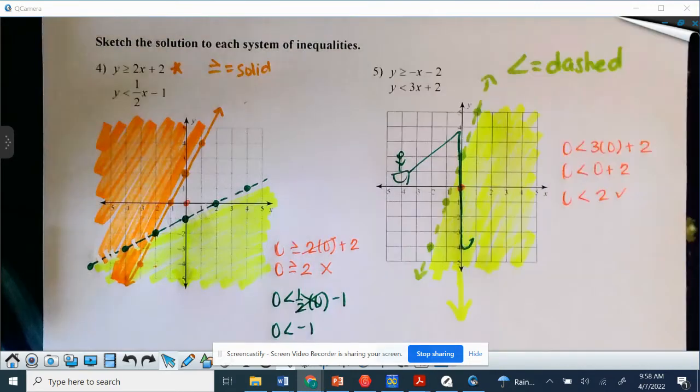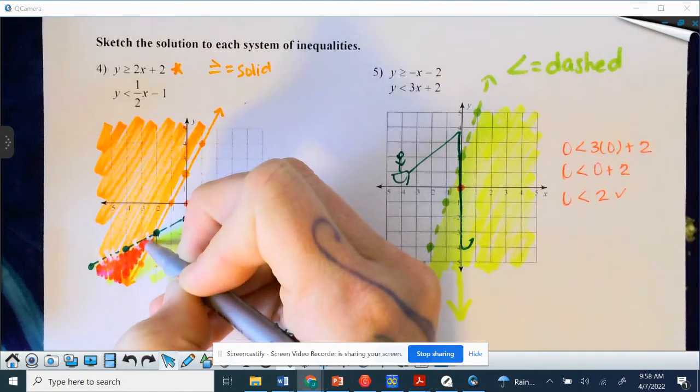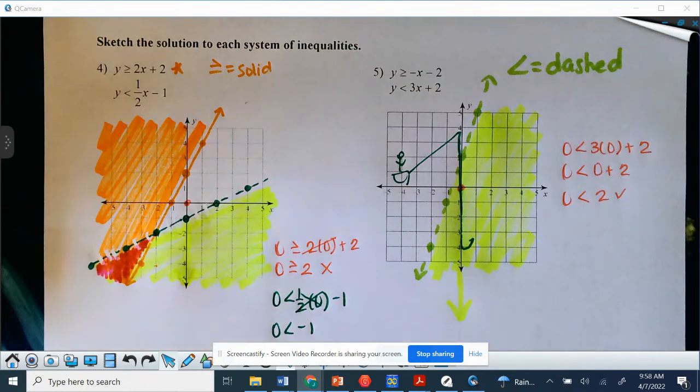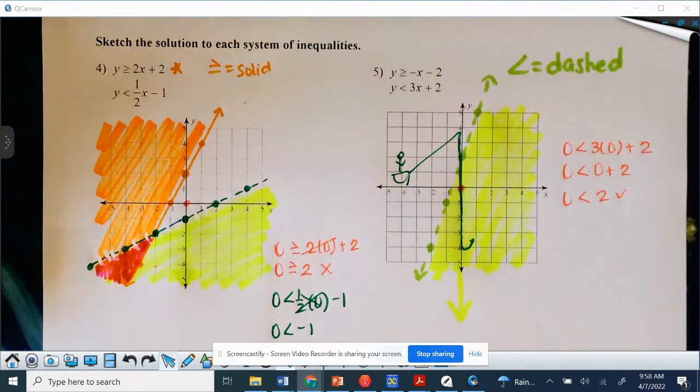With inequality systems, your solution, again, is still an overlap. It's this section where they overlap. So any coordinate within that overlap, and that does include, in this case, that solid line that's orange, but does not include the dashed line that's green.